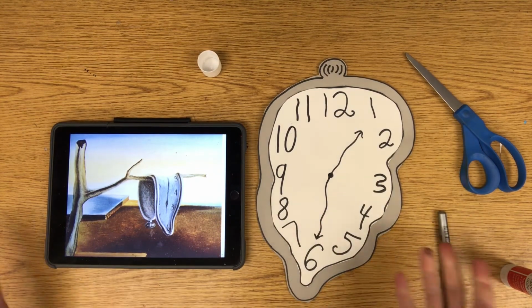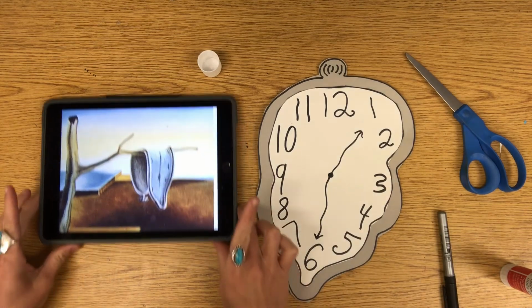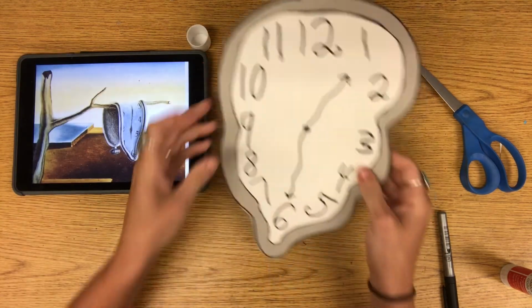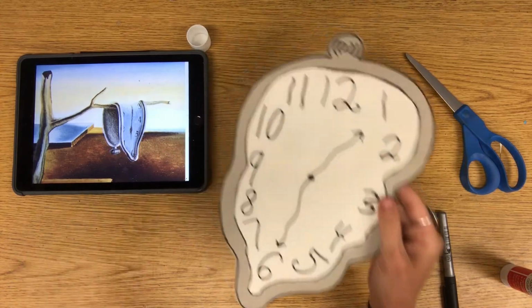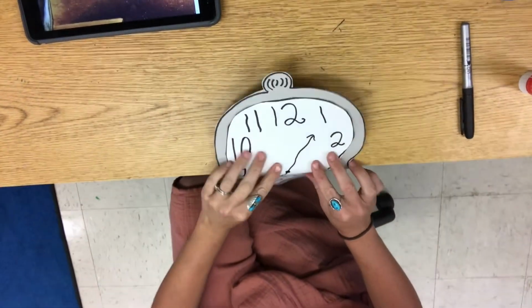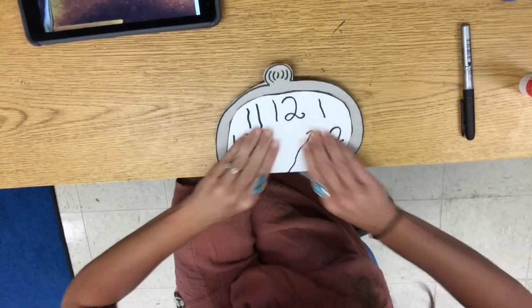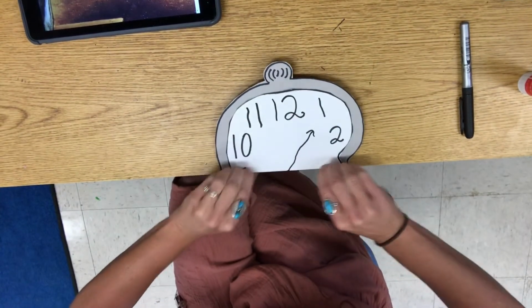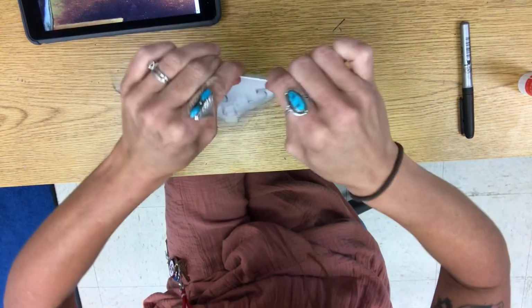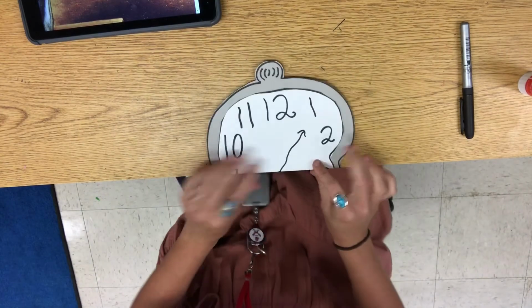Okay, so now I have my clock. Here's our tricky part. You're going to take it, find the edge of a table. I can move this a little bit so you can see what I'm about to do. I'm going to use the edge of my table, and I'm going to bend my clock on that edge. All right, and then to make it more secure, pick it up, bend it, and then it will sit on the edge of the table. And voila, we have our melting clock.